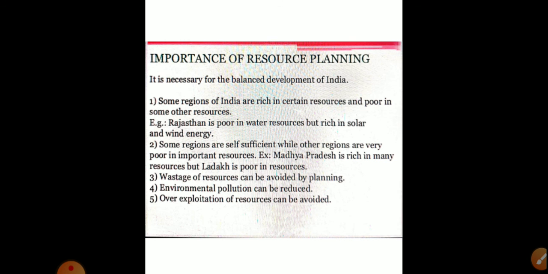Fine. Now third one is wastage of resources can be avoided by planning. हम प्लानिंग के थ्रू क्या कर सकते हैं? जो वेस्ट हो रहा है रिसोर्सेज का उसको हम क्या कर सकते हैं? उसको हम अवॉइड कर सकते हैं. Next one, that is the environmental pollution can be reduced.